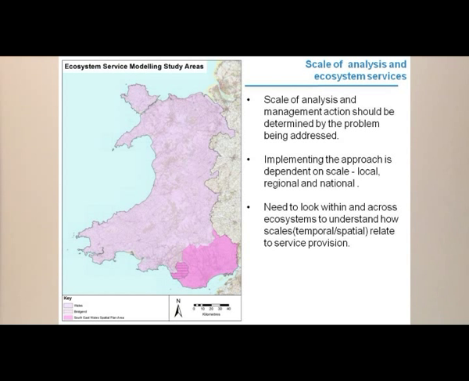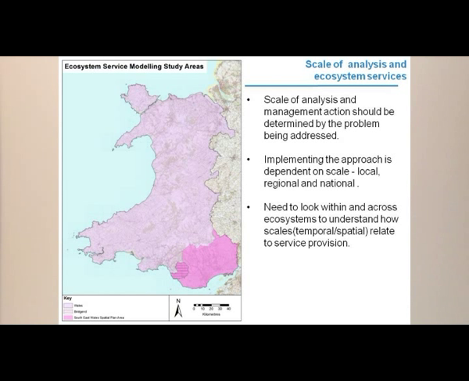But the final factor of ecosystem services that we need to consider at this stage of the talk is the scale of the analysis. When we're considering ecosystem services, it's important to consider the scale at which we're working. For our previous example, flooding in Aberystwyth, it's perfectly sensible to take the small area around Aberystwyth and look at the water movement through it.